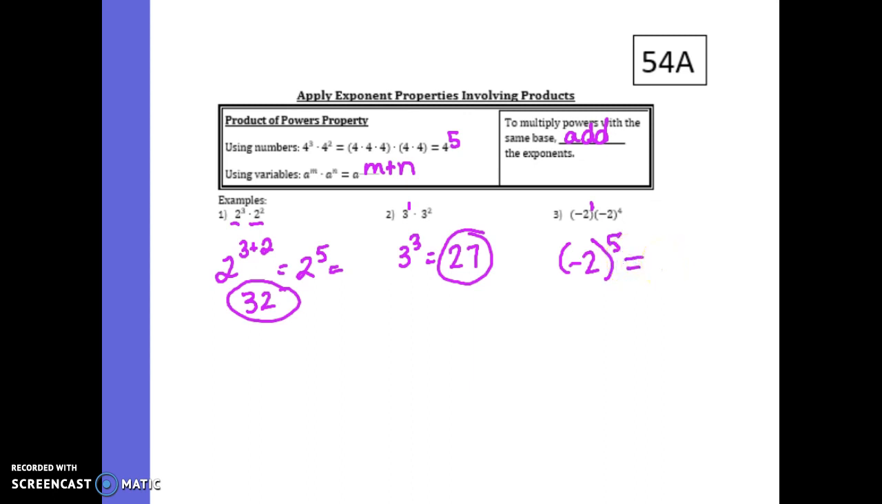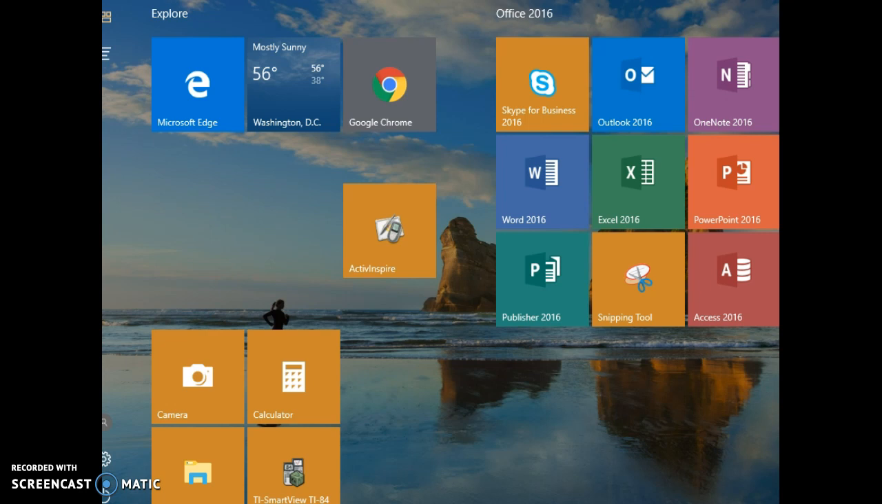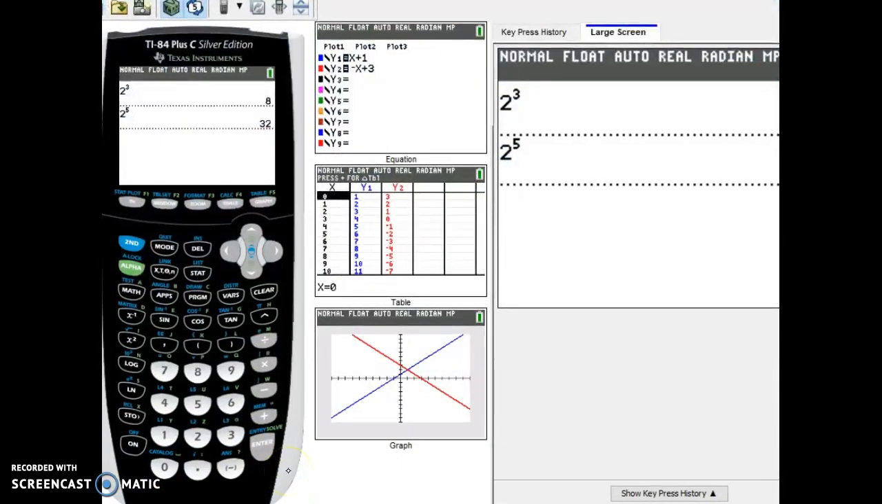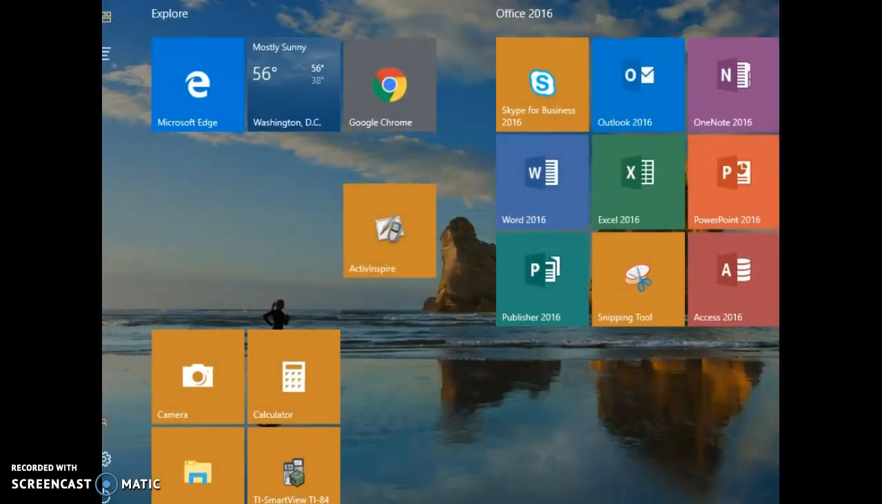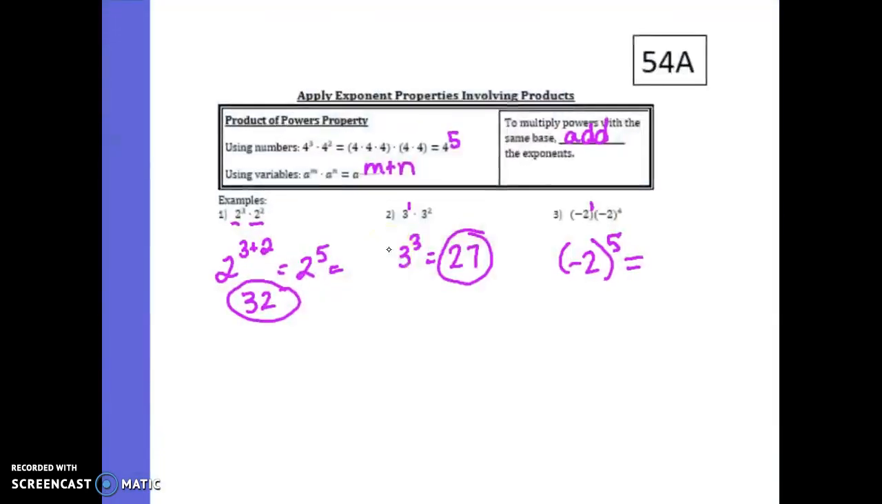If I use my calculator to do negative 2 to the fifth power, I have to be really careful and put that negative 2 in parentheses, then use the caret to raise it to the fifth power, and we end up with negative 32. So let's put that down as negative 32. Be really careful if you're using your calculator and pay close attention to the parentheses.